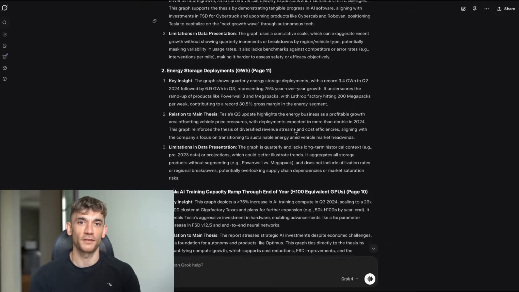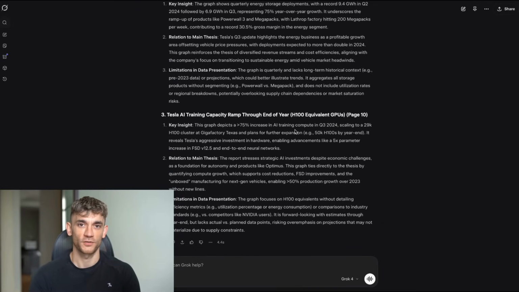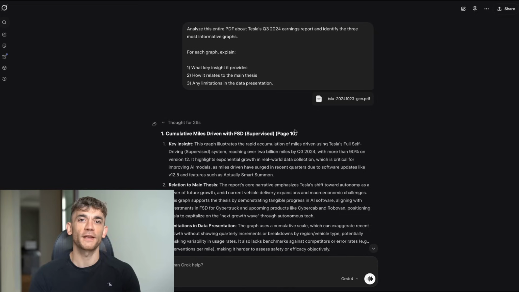Here's what really impressed me. Grok 4 didn't just tell me what the graphs showed. It explained why they mattered for Tesla's business. It connected each graph to Tesla's bigger strategy. It understood the context. Most AIs just describe what they see, but Grok 4 actually analyzed the business meaning. That's huge for anyone who needs to understand financial reports or business documents.